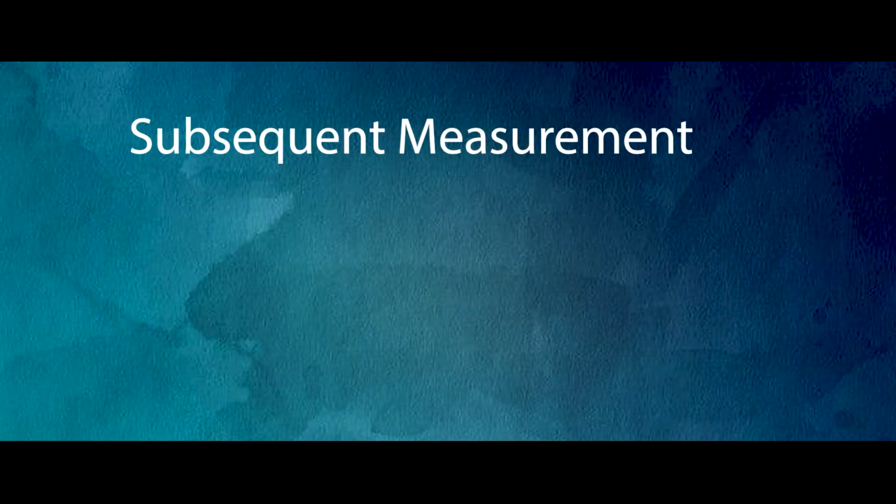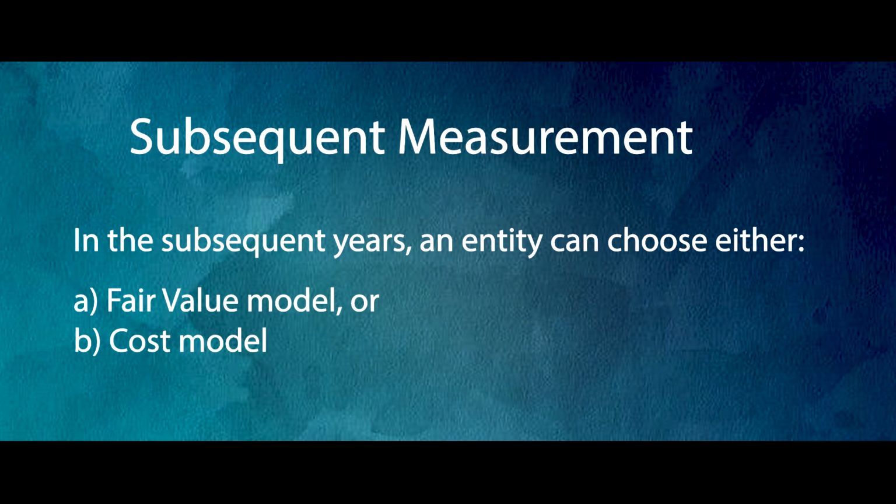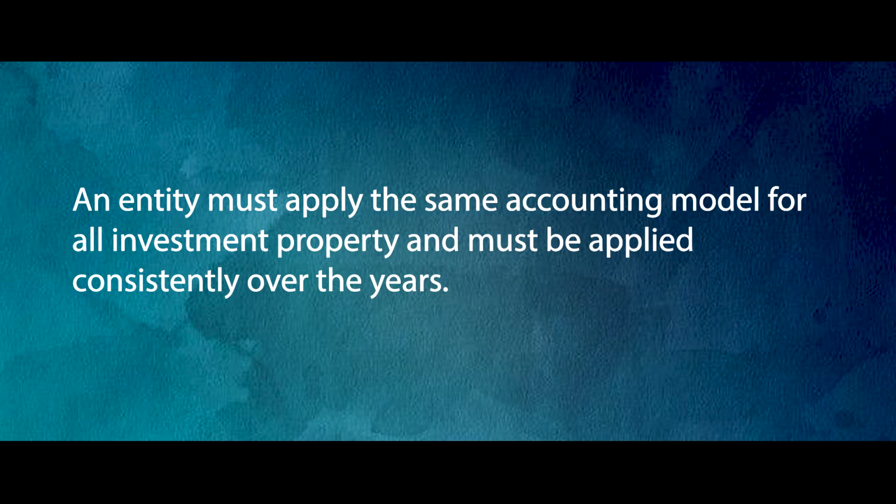The second one is subsequent measurement. Subsequent measurement means measurement which is done in the next accounting period onwards. So in the subsequent year, an entity can choose either fair value model or cost model. It's upon the company. But an entity must apply the same accounting model for all investment property and must be applied consistently over the years. Once we choose either fair value model or cost model, that entity needs to apply that model throughout the accounting period, as well as to all the investment property.